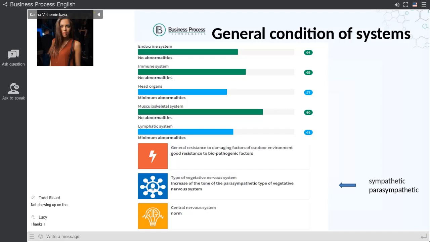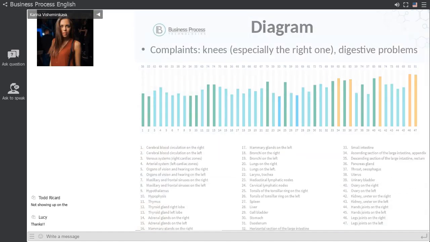And right now I want to pay more attention to the colors on the diagram. For example, on this diagram, you can see green color, blue color. There are many colors, and I want to explain you what does it mean before we look at our diagram.